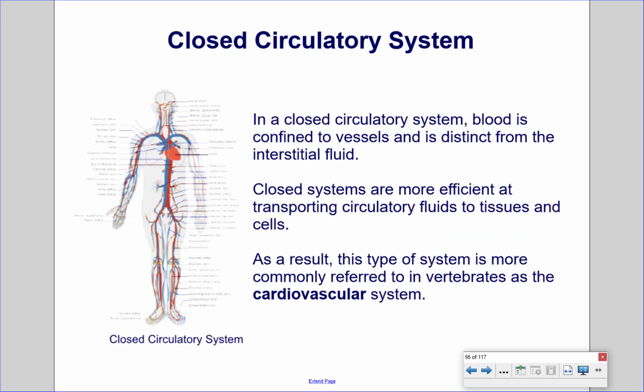Closed circulatory system. In a closed circulatory system, blood is confined to vessels and is distinct from interstitial fluid. Closed systems are more efficient at transporting circulatory fluids to tissues and cells. As a result, this type of system is more commonly referred to in vertebrates as the cardiovascular system, cardio referring to heart, vascular referring to the transport vessels.